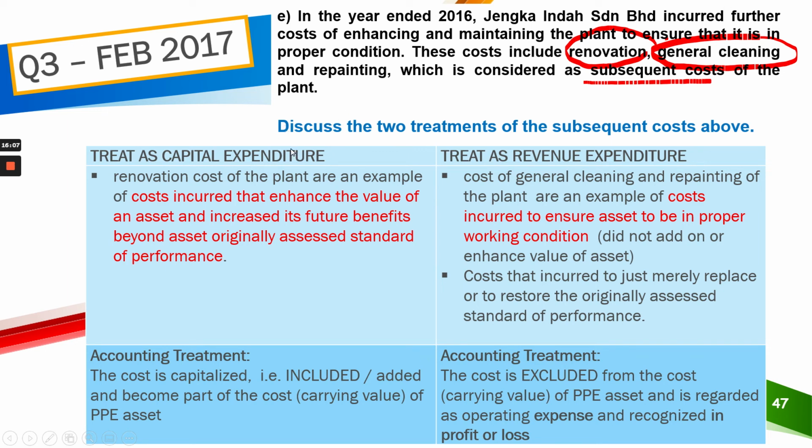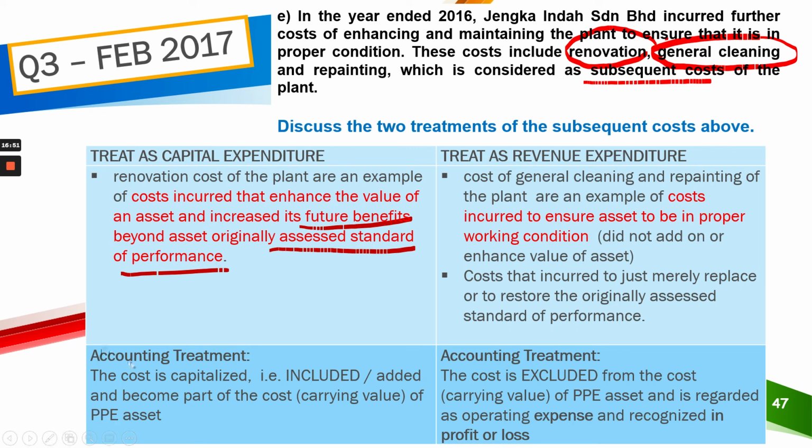Here we discuss the two treatments of the subsequent costs above. You have two subsequent costs: renovation, and general cleaning and repainting. The renovation cost of the plant is an example of capital expenditure. These are costs incurred that enhance the value of the asset, increasing its future benefits beyond the originally assessed standard. So if you have done renovation to the plant, maybe you can have more production capacity, right? So that will be treated as capital expenditure.